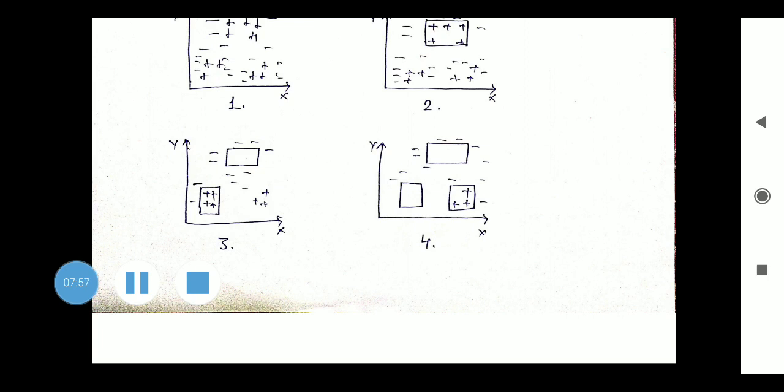In the fourth step, the first rule and second rule are showing blank, and we apply the next rule. If some positive samples remain, we apply the same process again: we select the positive set and apply Learn-One-Rule to these plus data points, or positive data points. So this is all about the working of the sequential covering algorithm.